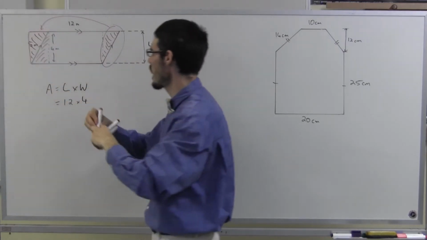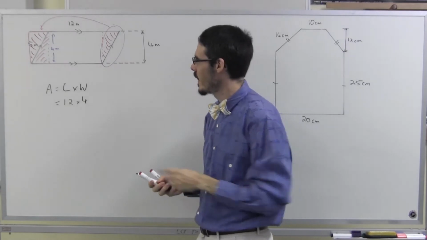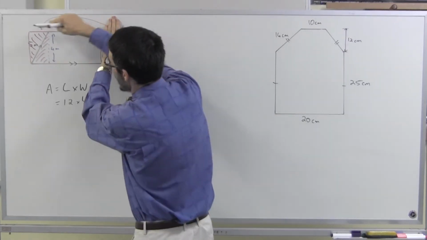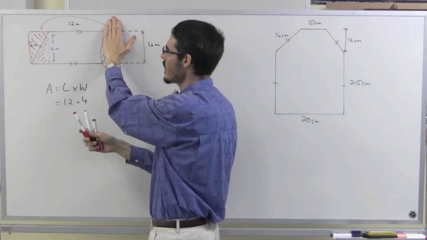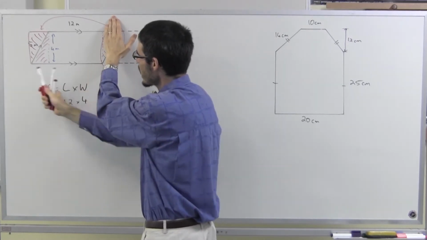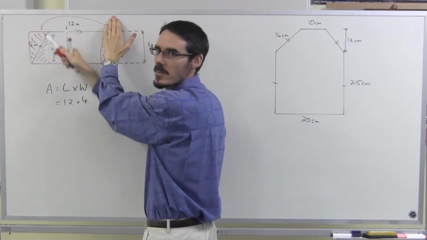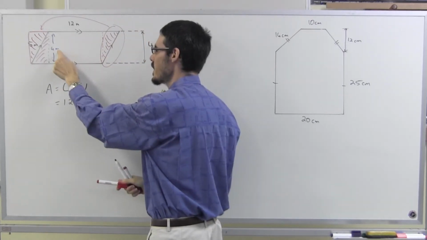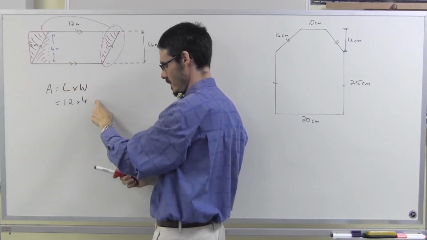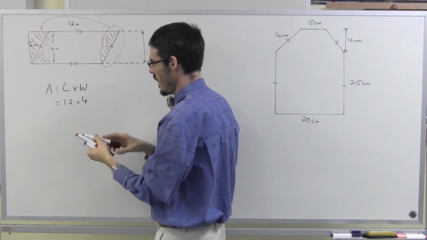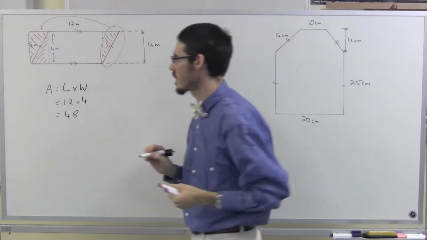What shape have I got now? I've actually got a rectangle. And to work out the area of a rectangle, it's this length, which is 12, times this width, which is 4. It's got to be the perpendicular height, 4. 12 times 4 is 48.